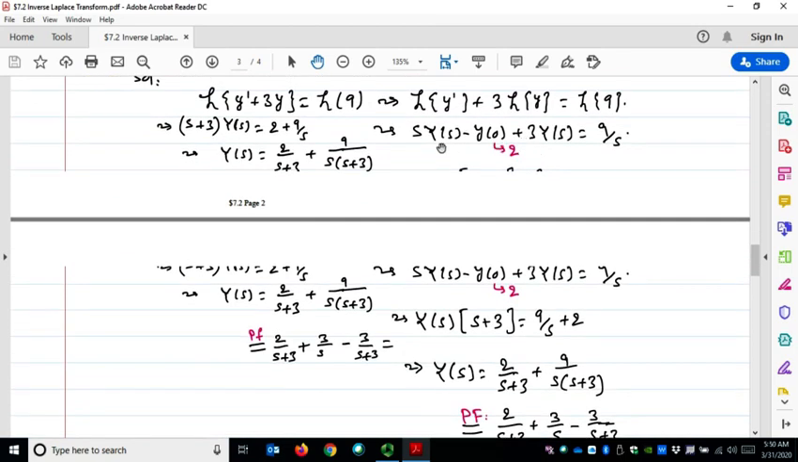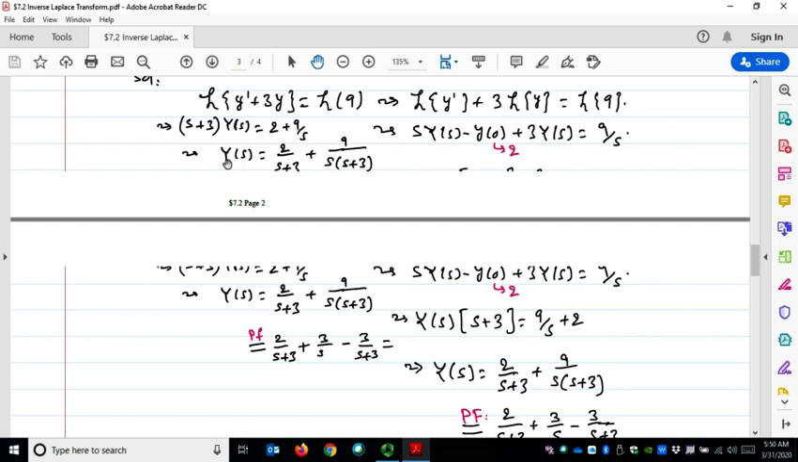Then I can factor out capital Y of s. This gives me s plus 3 here, and equals, from the initial conditions, negative 2 moved to the right side becomes positive 2, plus I have 9 over s on the right side. Great.